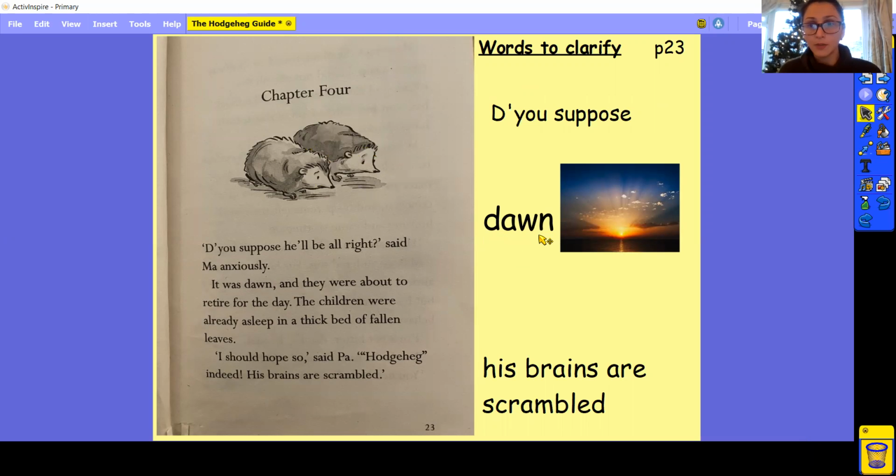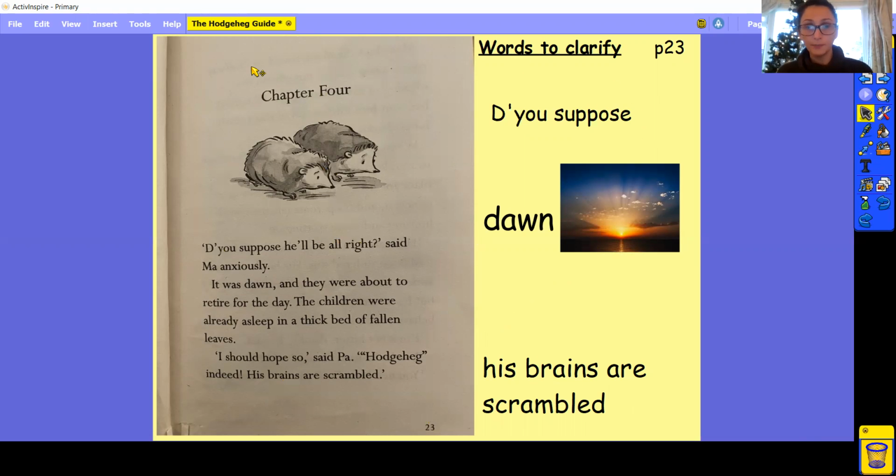So we've got the next one, which is dawn. Can you say that? Dawn. Dawn is when the sun starts to rise up in the morning, so it's just about when the sun is supposed to rise into the sky. And then we've got this phrase here, "his brains are scrambled". Once you read this, the sentence will hopefully become a bit clearer. What it's saying is that his head and the way that he speaks is a little bit mixed up. It's all muddled. However, when you pause this, it'll hopefully become a bit more clear.